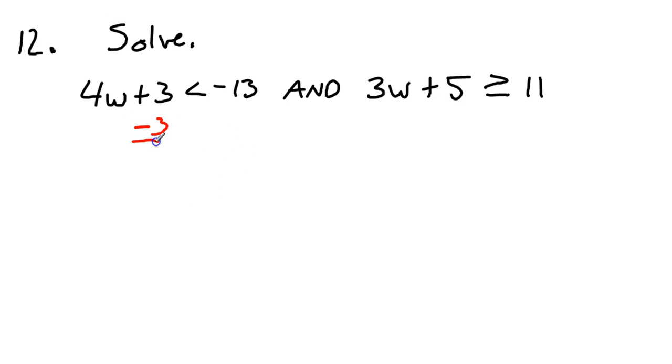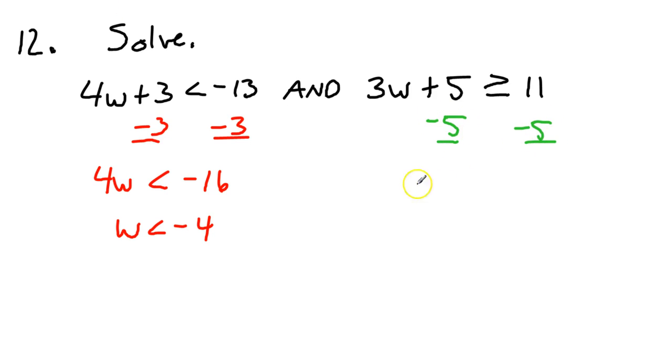So for this one, we're going to subtract 3 from both sides. So for solving for that one, we have W would be less than -4. Okay, on the right-hand side, subtract 5. Divide by 3, so we got W is greater than or equal to 2.